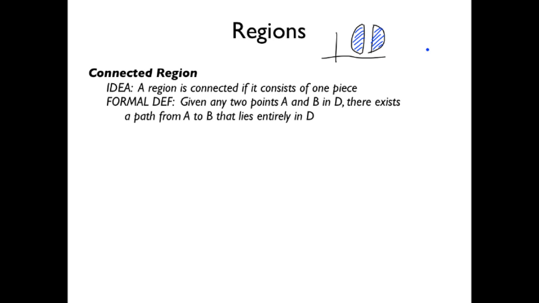No, it's two pieces, right? So there's two pieces to this. Because it's not connected, if your point A was over here and your point B was over here, there's no path that exists from A to B that stays entirely in the region. You have to leave one piece and get to the other. So a connected region means essentially one piece.